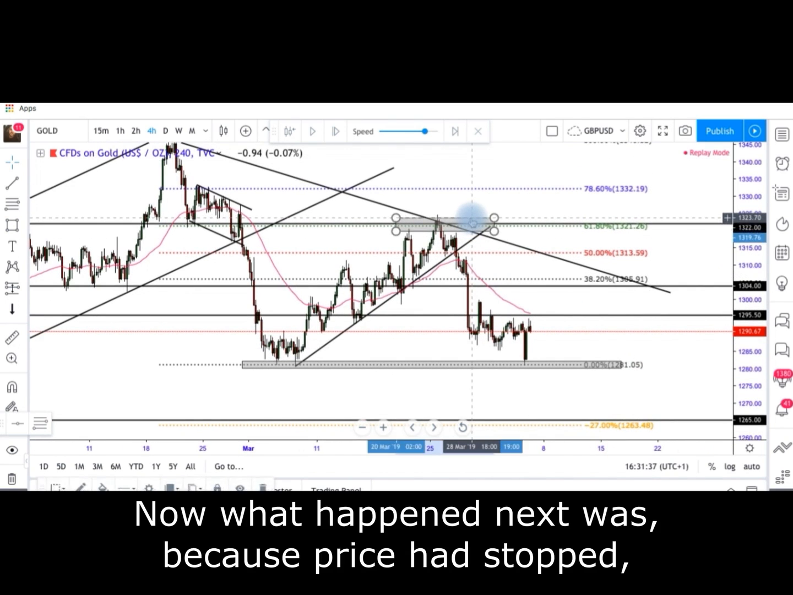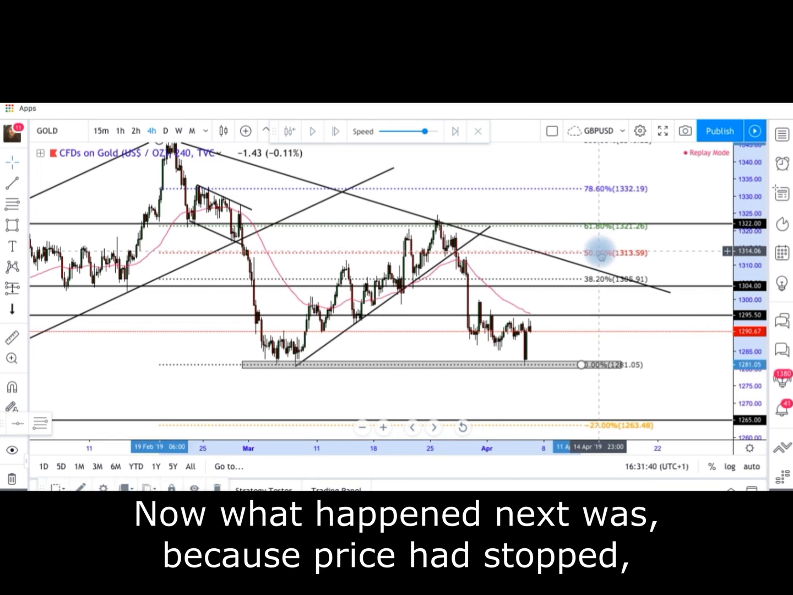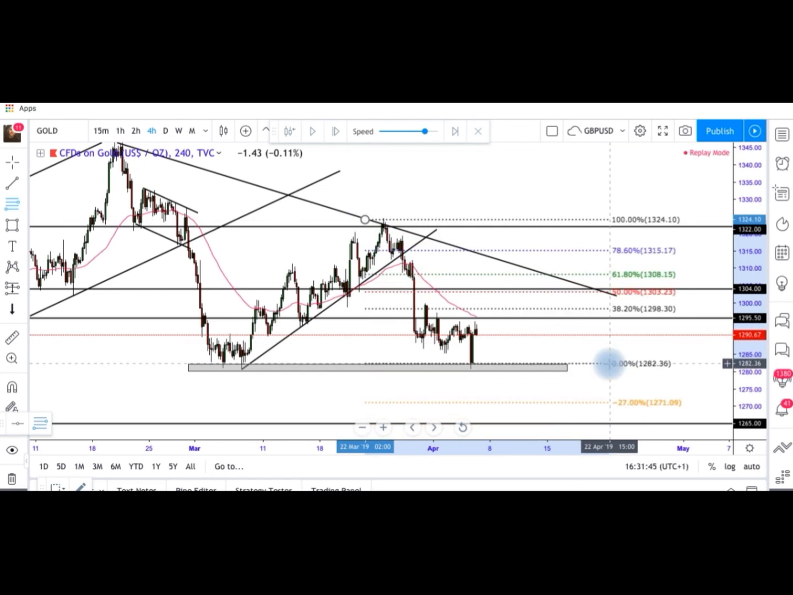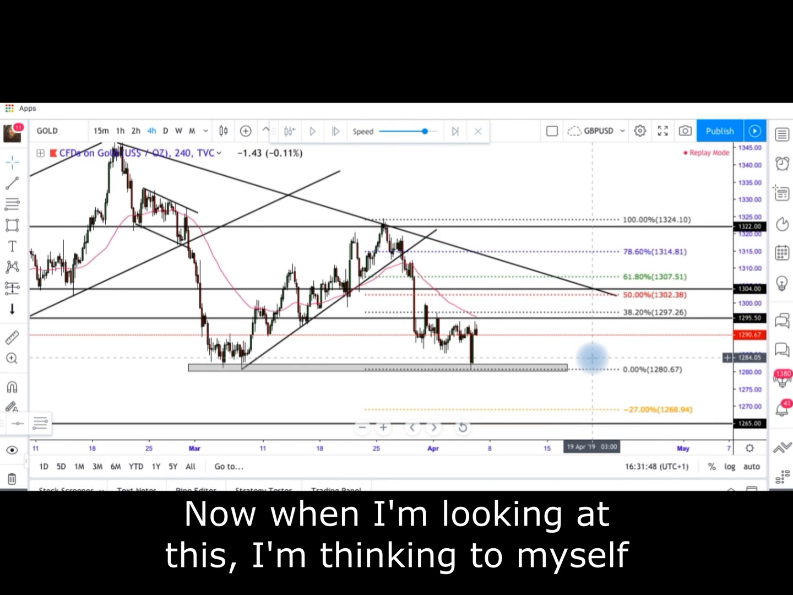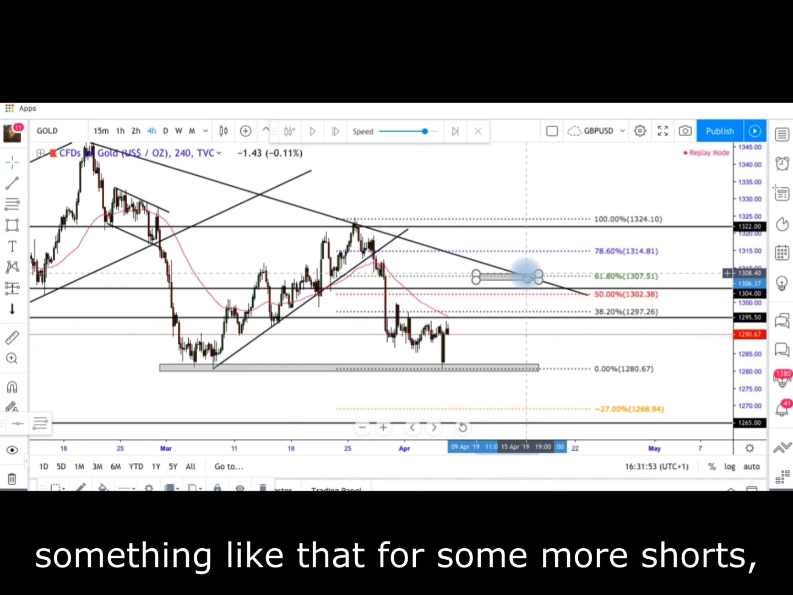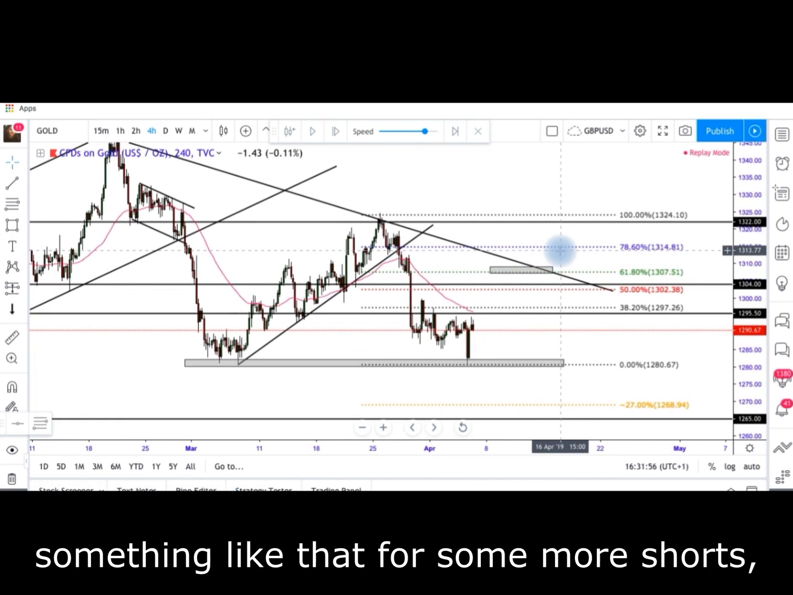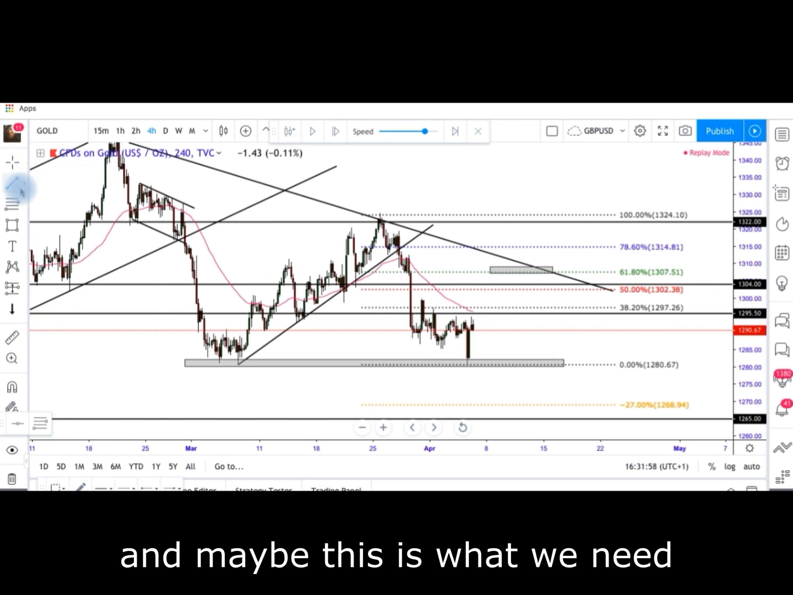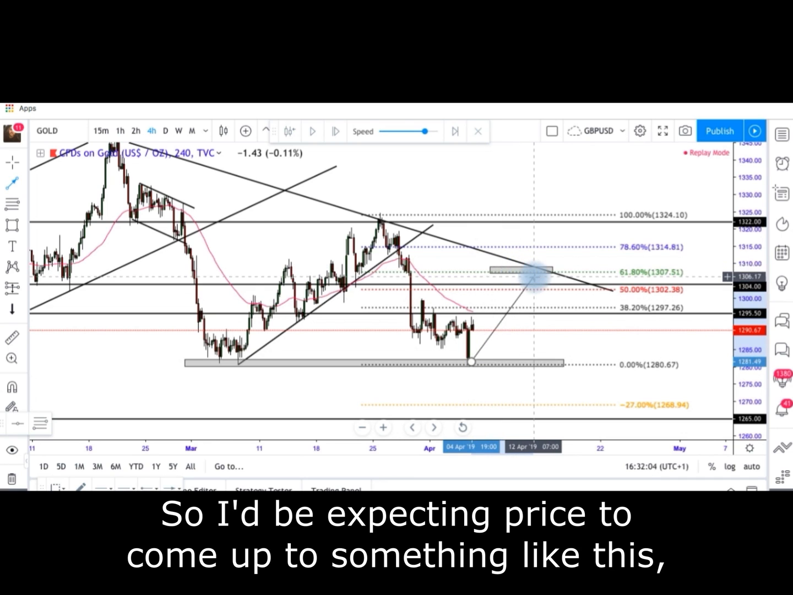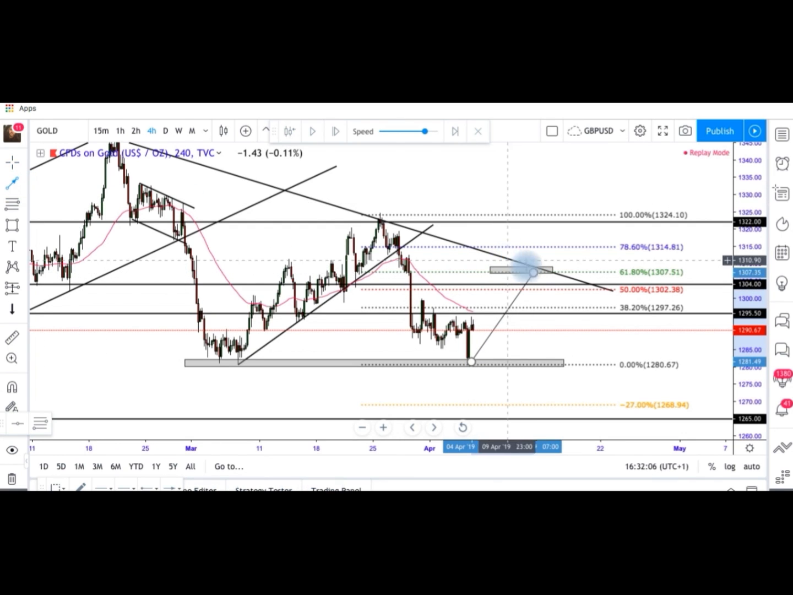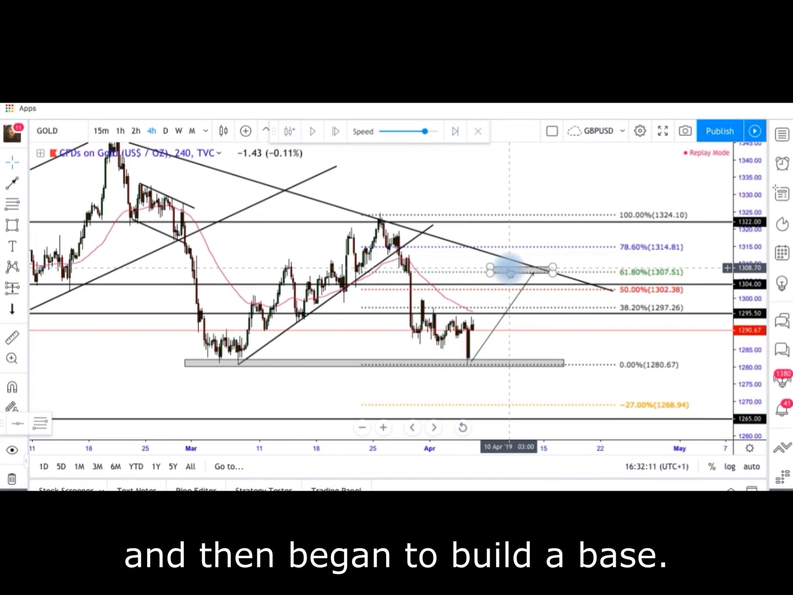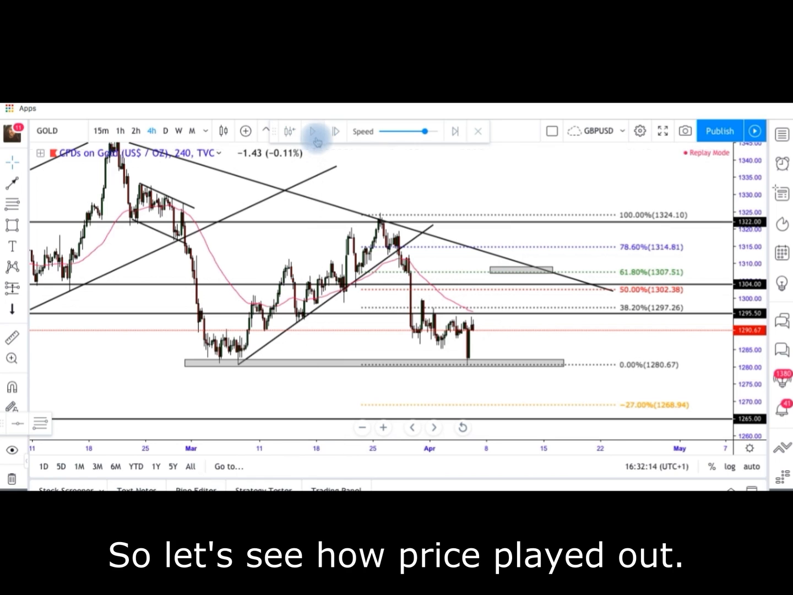Now what happened next was, because price had stopped once more, we could apply another fib. Now when I'm looking at this, I'm thinking to myself that probably price is going to come up to here, something like that, for some more shorts. And maybe this is what we need to actually take this lower. So I'll be expecting price to come up to something like this, and then collapse. That's the kind of thing that I was expecting when price stopped and began to build a base. So let's see how price played out.